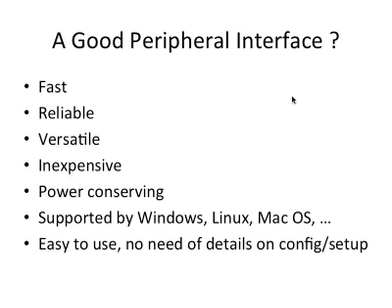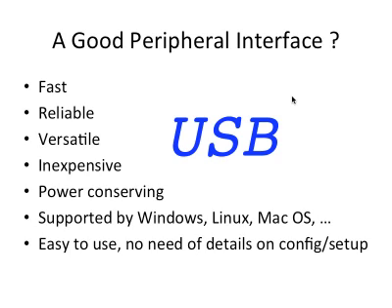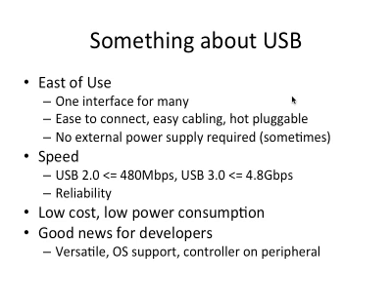So let's say you want to have a very good peripheral interface, which is fast, reliable, versatile, inexpensive, and conserving power, supported by different kinds of operating systems, easy to use, with no need for details on configuration or setup, and you end up with a USB, or universal serial bus, because it has all these nice features we would like to have in a peripheral device.